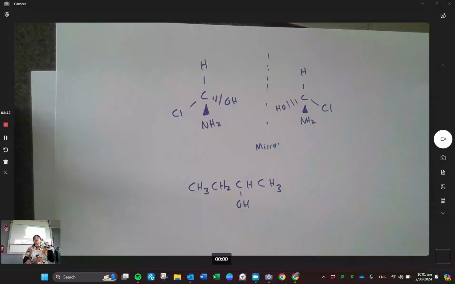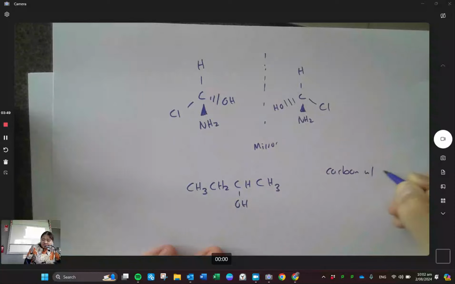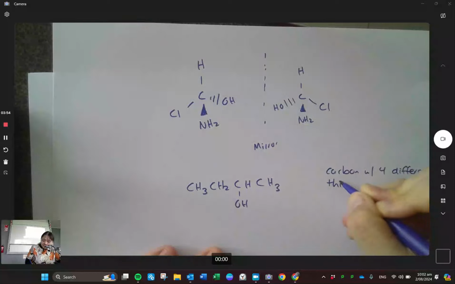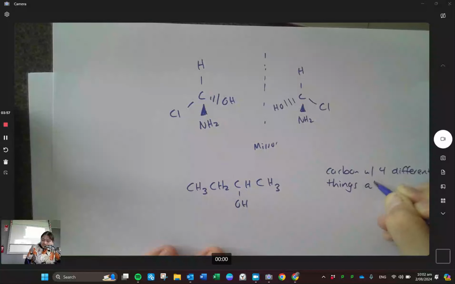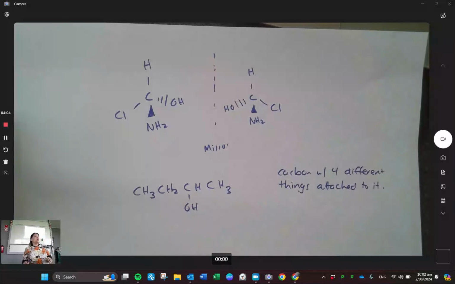And we need to figure out, does it form optical isomers? What I'm looking for in this is a carbon with 4 different things attached to it. Four different things, that's the only way it forms. If I have 2 of the same, then I will be able to make the same molecule. So I'm just going to swap something out. Let's do the chlorines. And I'll go get hydrogen, just to show you what I mean.